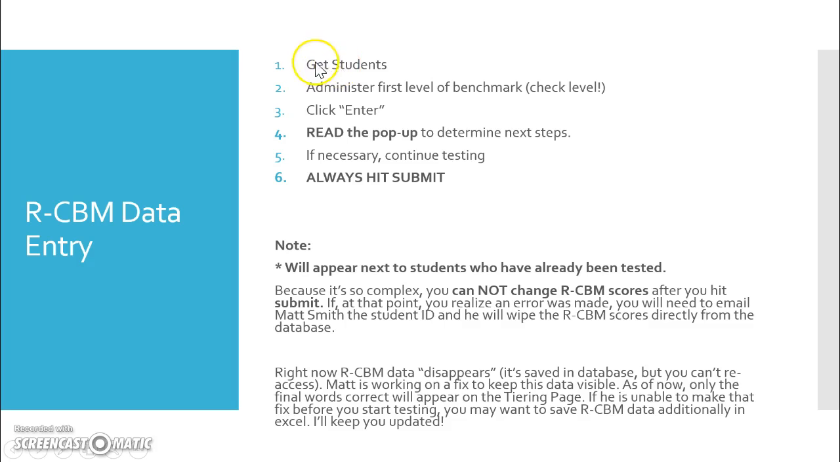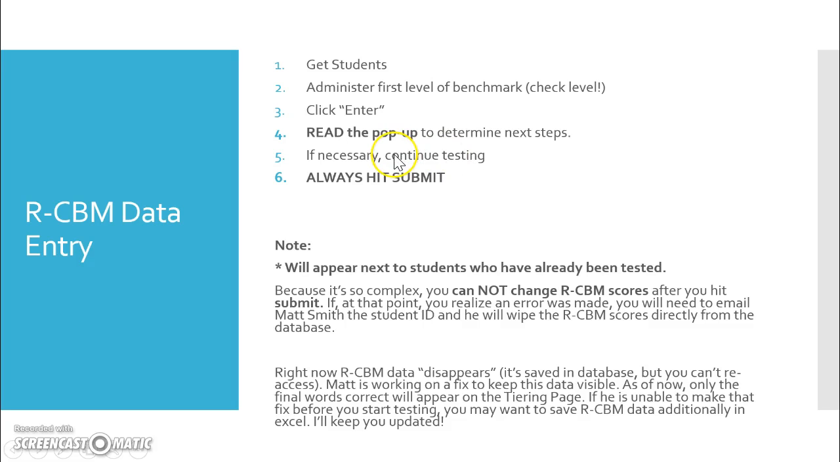So the first thing you're going to do is, again, you're going to get students. Then you'll administer the first level of benchmark. With R-CBM, of course, there are different grade levels that we're testing on, so always make sure that you're checking that the level that you're administering to students matches what is in navigation. Then you'll click enter. After you click enter on the first round of scores, a pop-up will tell you what are next steps, whether you need to test up, test down, or whether your testing is finished. If necessary, at that point, you'll continue testing.